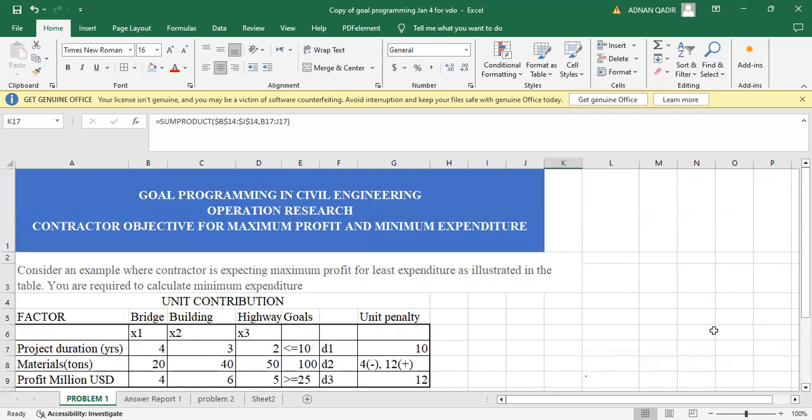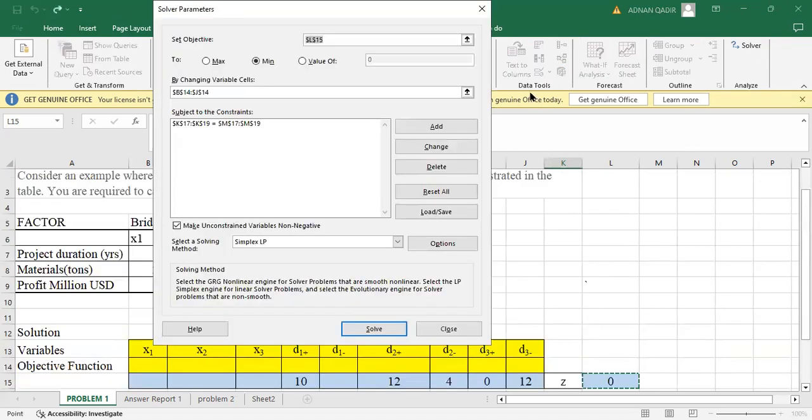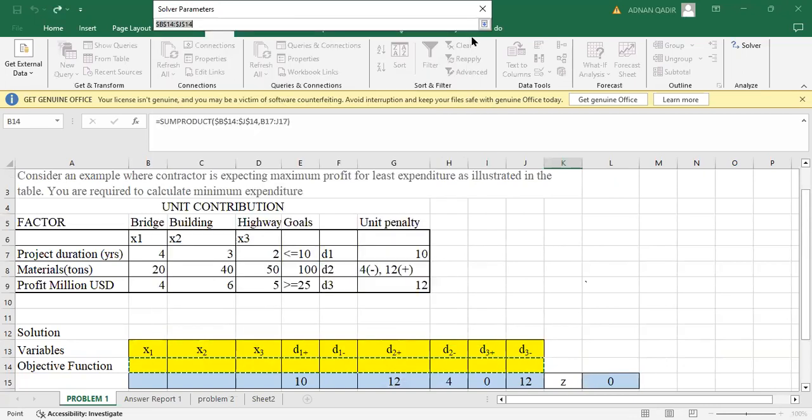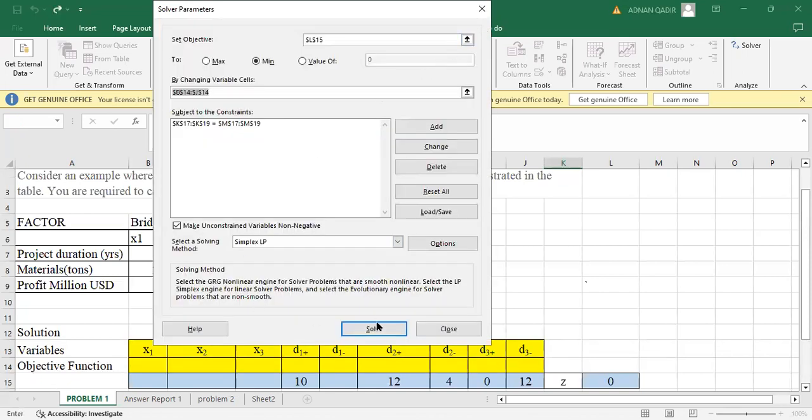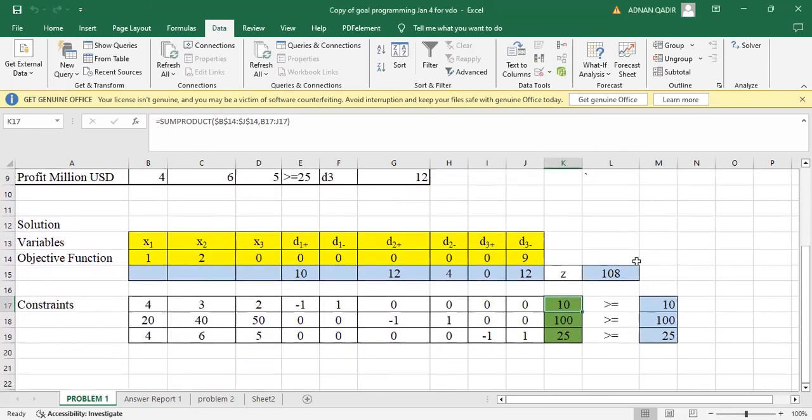And now we formally solve this using the Solver function. So I'll use Solver. The objective is to minimize this value. We will change these values, and obviously there's a constraint here. So we solve it, just press solve, and we'll get the value. And that's it. This is 108, the minimum dollar cost of this project.